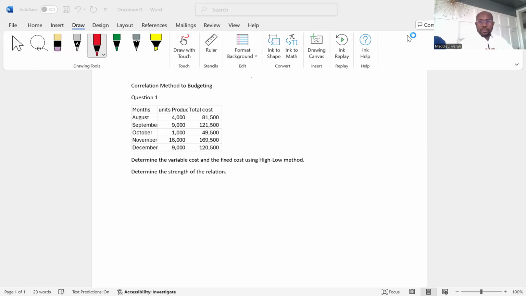Today, we are continuing with our correlation. So if you are seeing the video for the first time, check for correlation part 1. This is the second question I'm solving now. The idea is for us to understand how to use the formula. Remember, I explained about correlation in detail. What we are asked here is to determine the variable cost and the fixed cost using the high-low method. So our first requirement is the high-low method.